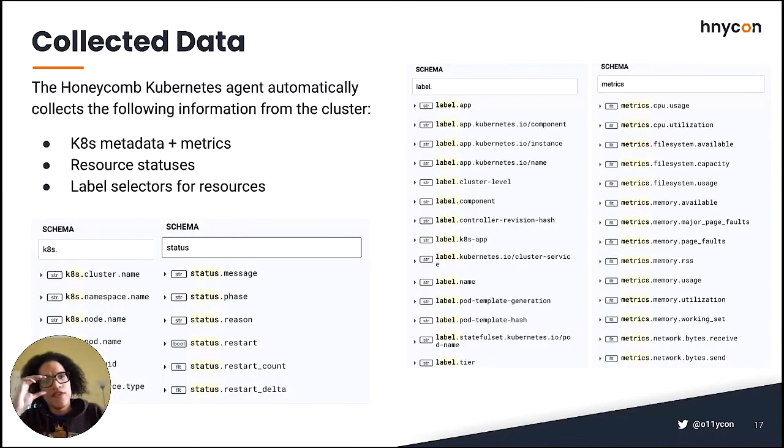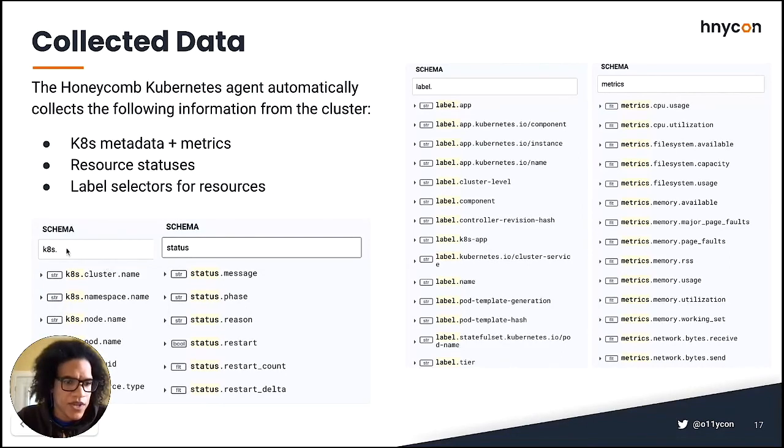Cool. And this is going back to installing the Kubernetes agent for Honeycomb. You get a bunch of information out of the box just by having those Honeycomb collectors there. So metadata and metrics, you get resource statuses about those various Kubernetes resources. And then you have label selectors in place, and you can use those, especially for matching or where clauses in our query builder. So I can just go over this real quick.